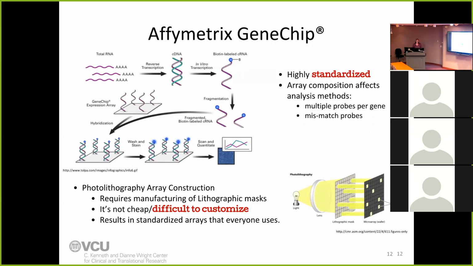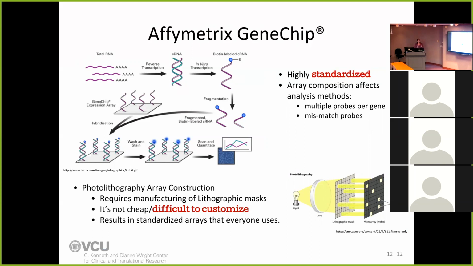Affymetrix is one company that does 1 color arrays. You don't need to know all the details about how these arrays are made, but I looked them up, and they use lithographic masks. The main thing is it's not cheap to make these arrays. There's a long, complicated process that they have to go through to make one Affymetrix gene chip.